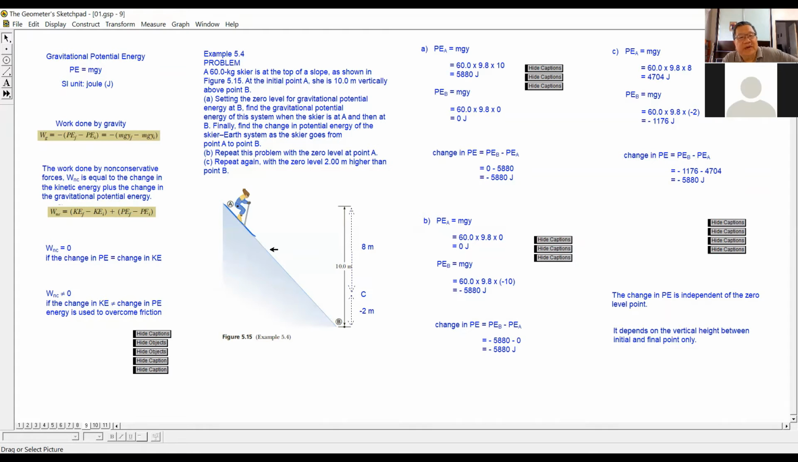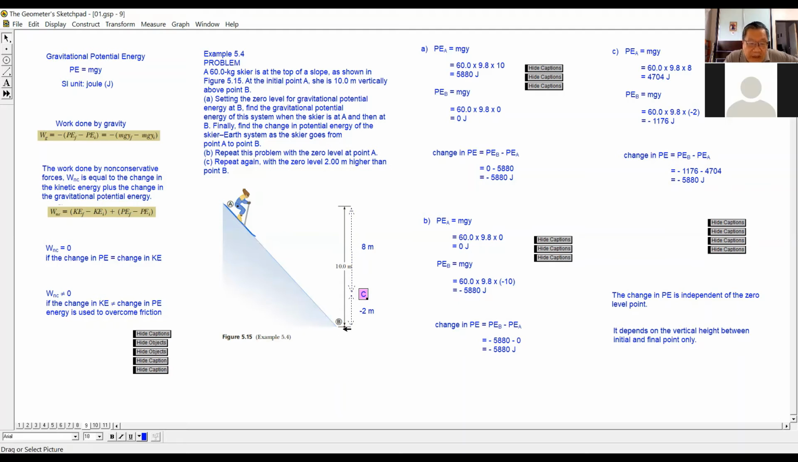Now let's say, for example, they have another point here, C, and they say this point C is the zero level. So how much is the point B? Point B is actually negative 2 meters below C. How much is the point A? Point A is actually 8 meters vertically above the point C. So in this case, if C is the zero level, then here will be 8, here will be negative 2.